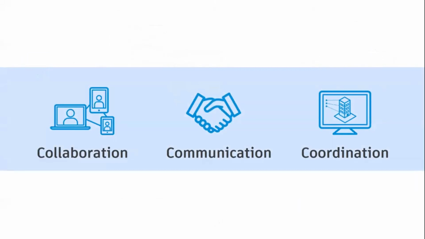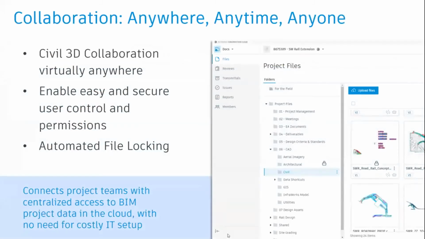So let me present to you the key capabilities of BIM Collaborate Pro for Civil 3D. As we know, BIM Collaborate Pro provides collaboration for anyone, anywhere, and anytime. So if your concern is better access for your project stakeholders, regardless of the location or role, you can easily resolve this with BIM Collaborate Pro.